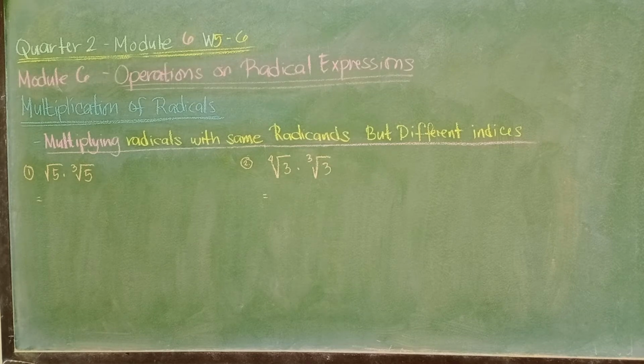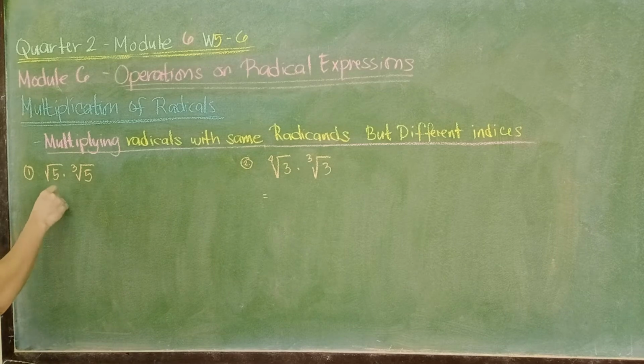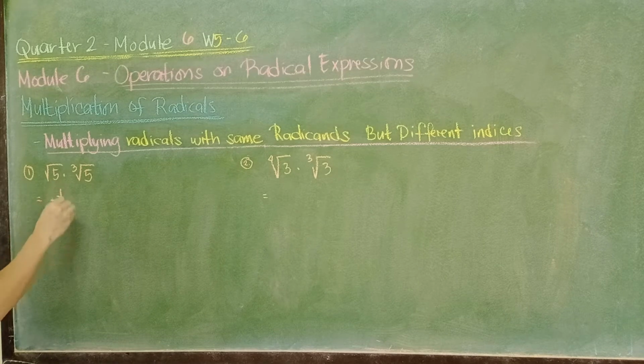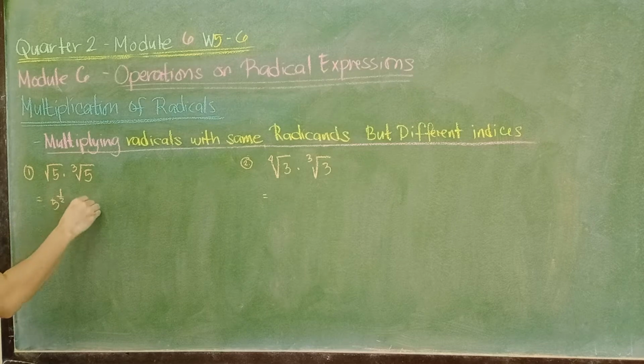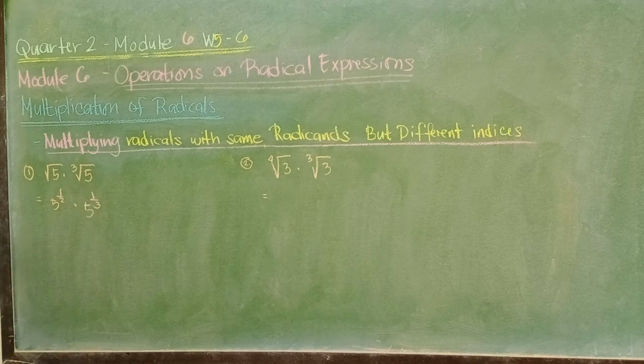Now, multiplying radicals with same radicands, pero magkaiba sila ng indices. What we will do is i-apply natin yung rule natin sa exponent na kapag parehas yung base, in-add natin yung mga exponent nila. So, first thing na gagawin natin is convert natin muna yung mga radical expression natin into rational expressions, o yung mga indices natin, ibalik natin sa mga rational exponents. So, yung square root of 5 nanggaling sa 5 raised to 1/2 times cube root of 5 nanggaling sa 5 raised to 1/3.